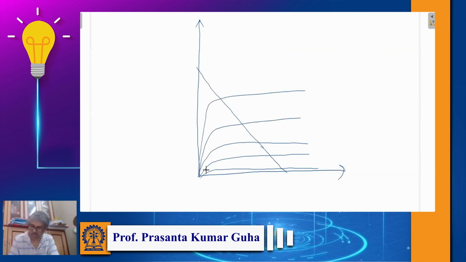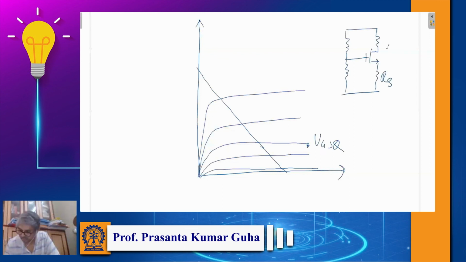Depending on biasing, we will have a fixed VGS Q. Depending on what your biasing resistors are, you will have a fixed VGS Q. So say this is your VGS Q. The corresponding IDS Q and VDS Q we can find out from this load line.